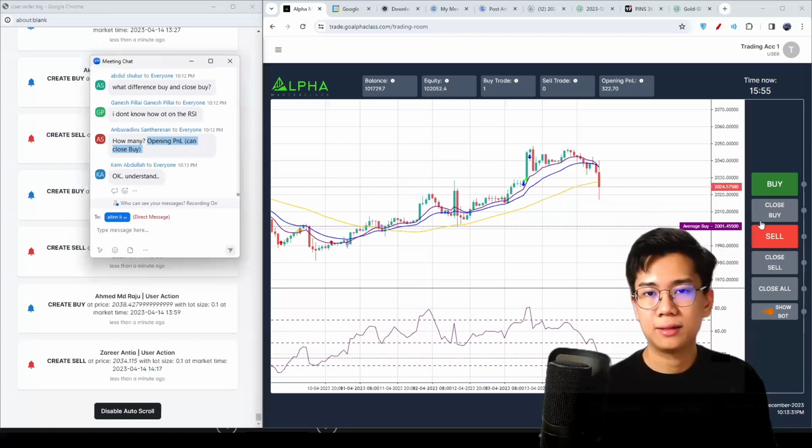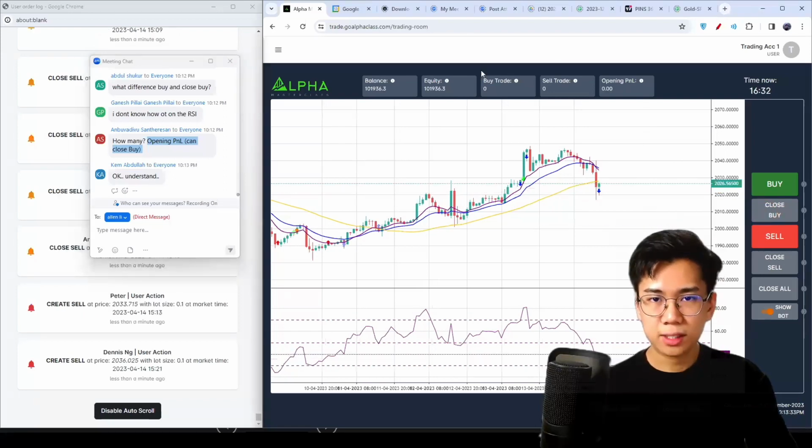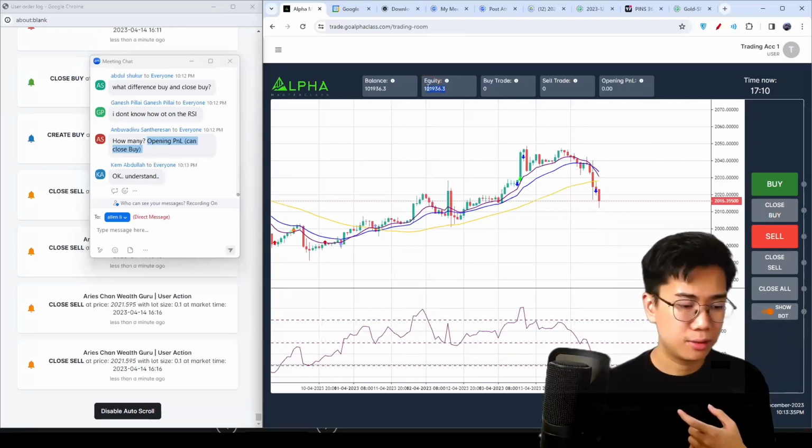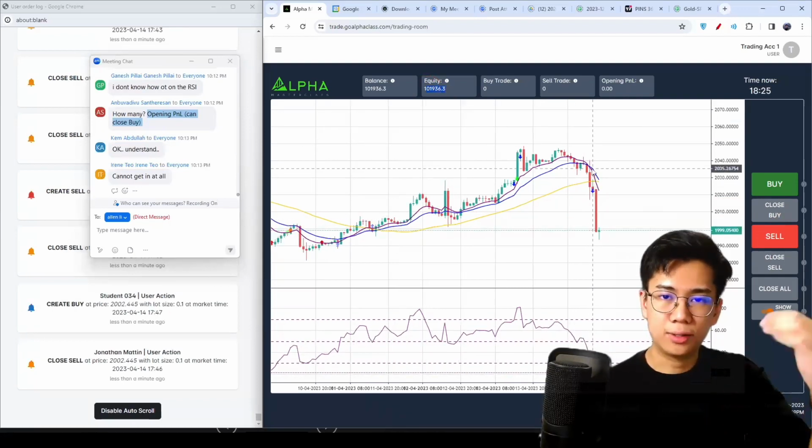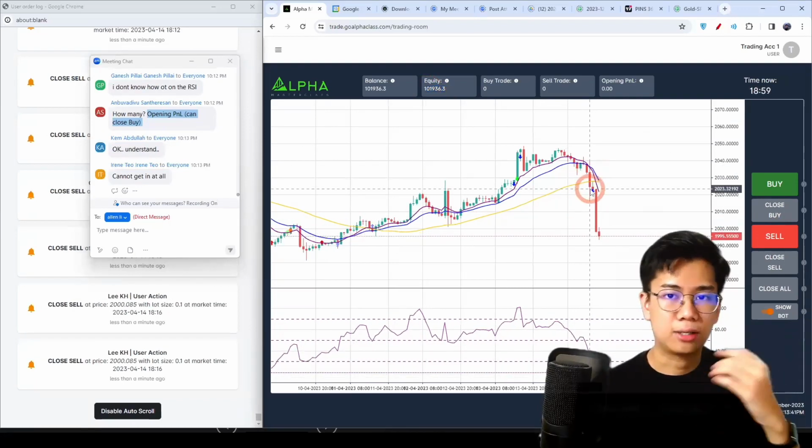For me, I will close now. I get my profit in. Why? I know that the market is pulling back. It's below the moving average, so I close it first.